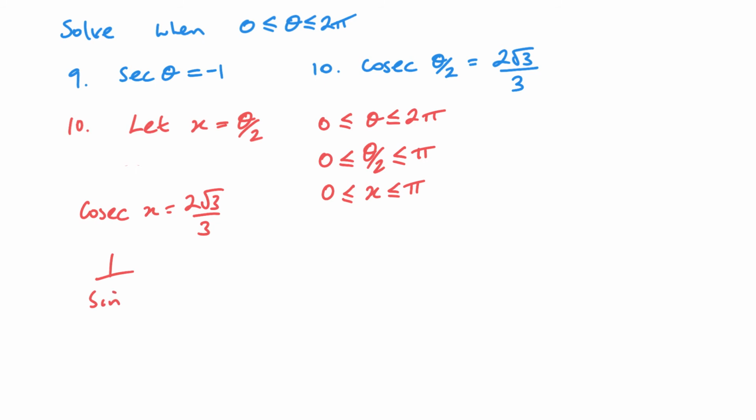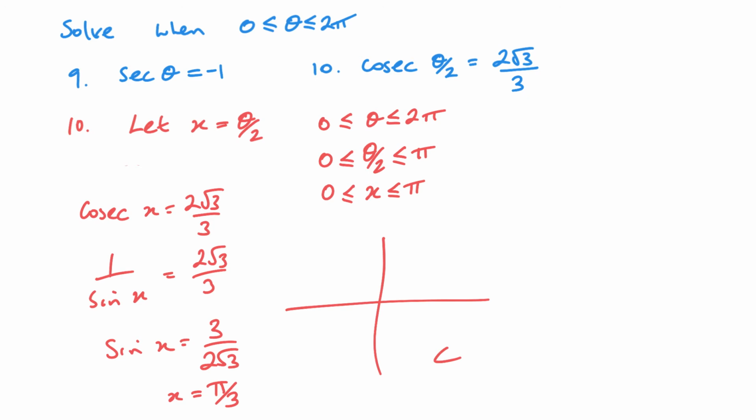So 1 over sine x is 2 root 3 over 3. So sine x is 3 over 2 root 3. And in radians that gives me pi by 3, or 60 degrees. Now let's go to my CAST rule, or method I should say. I keep saying rule, it's not really a rule. So pi by 3 will go there, 0, round to 180, back round to 360, and so on. Sine's positive, so that's there and here.